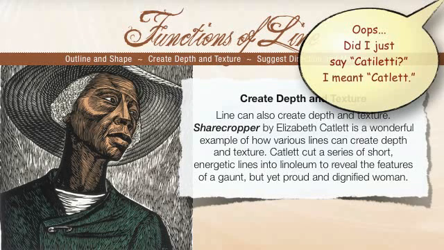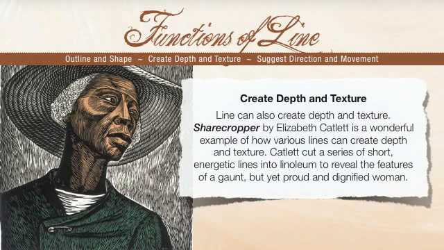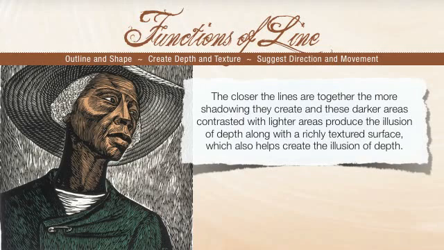Catlett cut a series of short, energetic lines into linoleum to reveal the features of a gaunt but yet proud and dignified woman. The closer the lines are together, the more shadowing they create. And these darker areas contrasted with lighter areas produce the illusion of depth, along with a richly textured surface, which also helps create the illusion of depth.